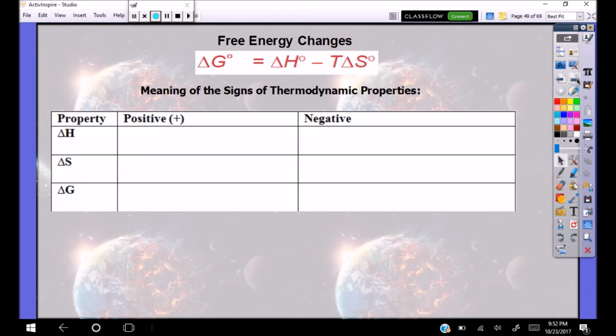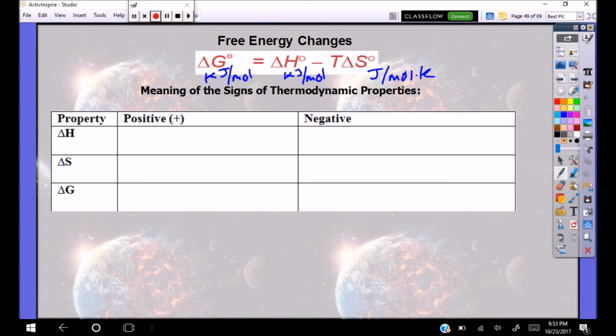All right. So it's time to look at the free energy changes. We have this equation, you've seen this before in honors, delta G equals delta H minus T times delta S. Now we have to be careful again because delta G is in kilojoules per mole, delta H is in kilojoules per mole, but delta S is in joules per mole K. So that's going to make some issues when it comes to doing the math.